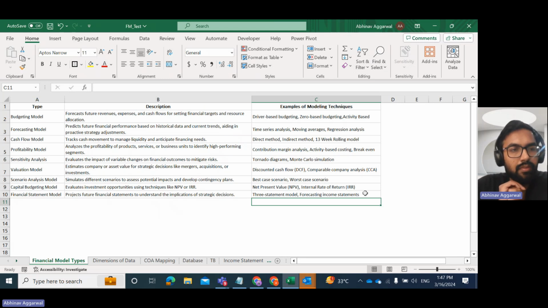So these are some of the models that I would want you to have an understanding of. And definitely in our upcoming videos, we will learn how to create these models from scratch. I will try to cover as many techniques as I can from my experience.